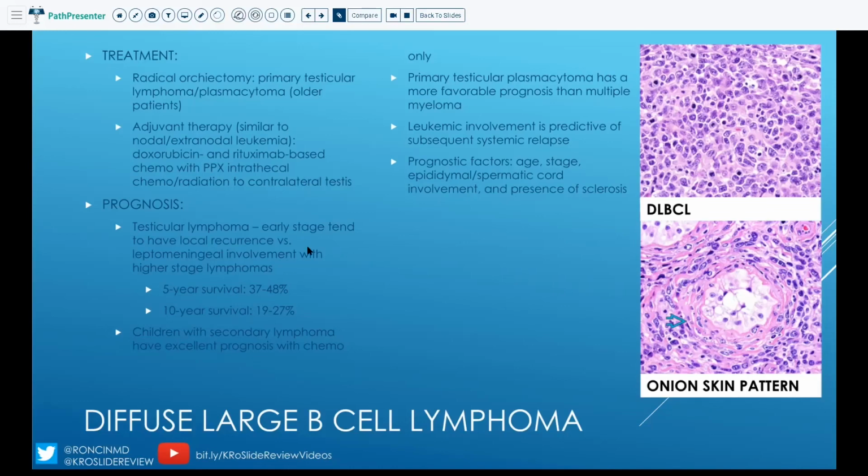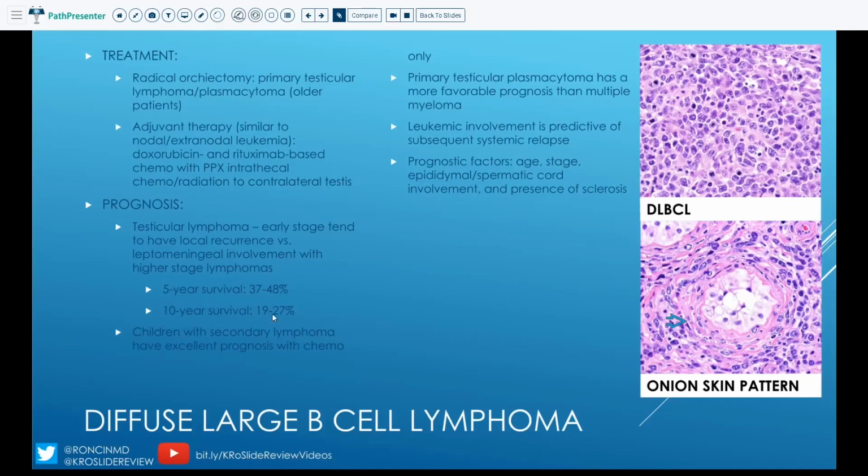Your prognosis for testicular lymphoma, your early stage tumors tend to have local recurrence, and higher stage lymphomas tend to have leptomeningeal involvement. Remember how I said testicular lymphoma likes to involve the CNS, so that's where this comes in. Your 5-year survival is relatively poor at 37 to 48%, and your 10-year survival also does not bode well at 19 to 27%.